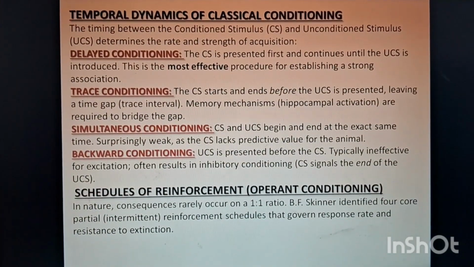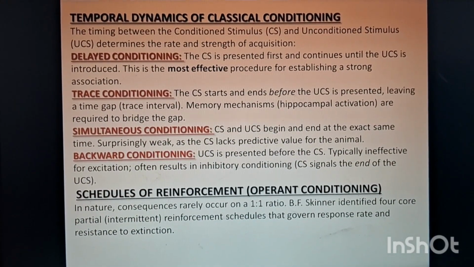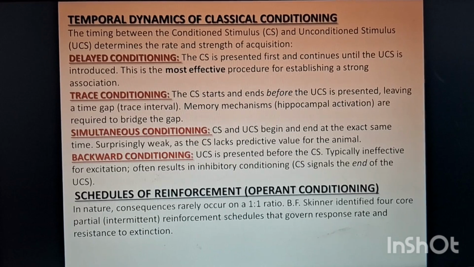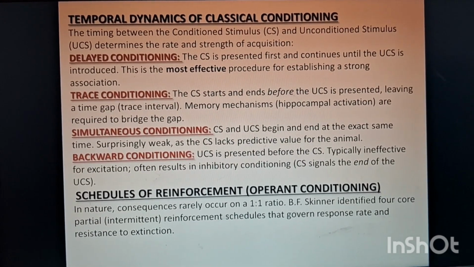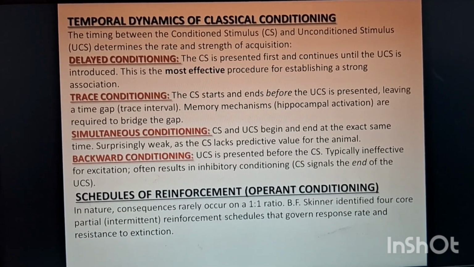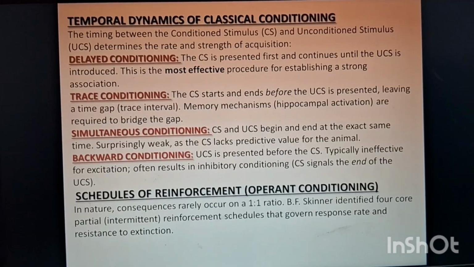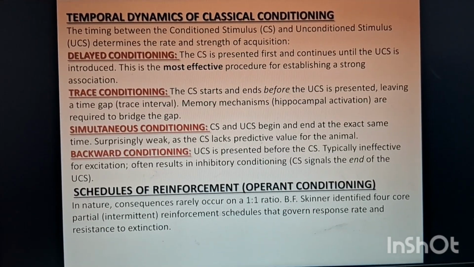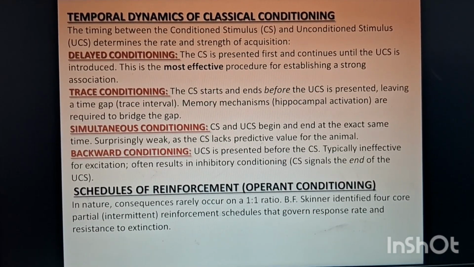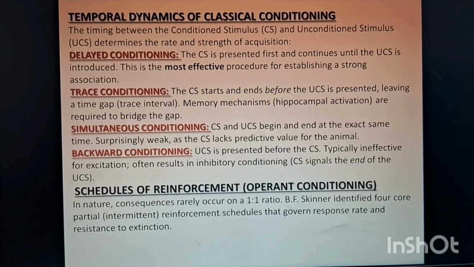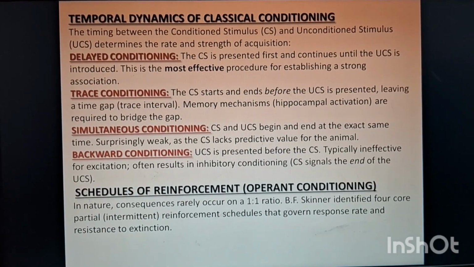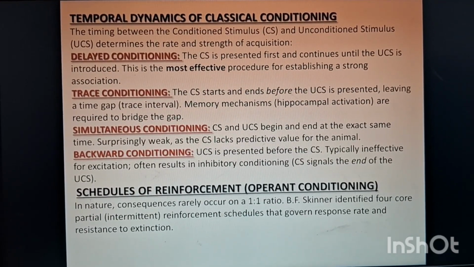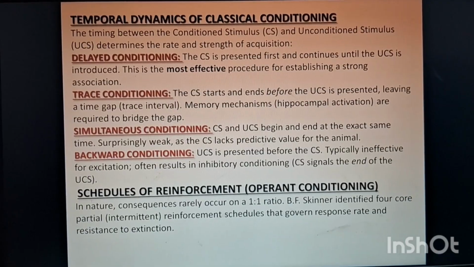Next, temporal dynamics in classical conditioning. The timing between conditioned stimulus and unconditioned stimulus determines the rate and strength of acquisition. First is delayed conditioning. The conditioned stimulus is presented first and continues until the unconditioned stimulus is introduced. This is the most effective procedure for establishing a strong association.